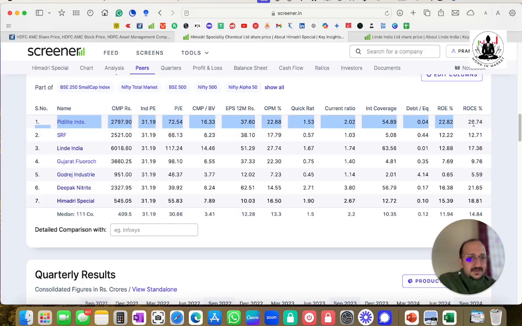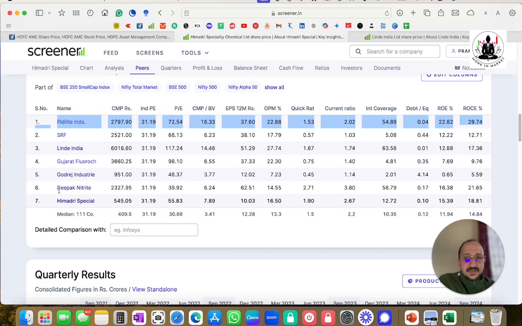Pidilite could be selected because debt to equity ratio is very, very less. P ratio is quite high, but still we can think of this. Operating profit margins were high and rest ratios were also good, right? Now, apart from this, this was also a reject. Gujarat Fluorotech was also a reject.